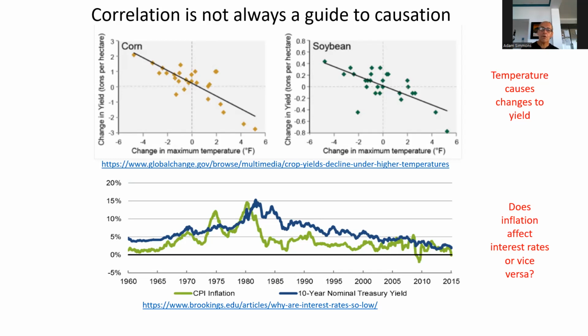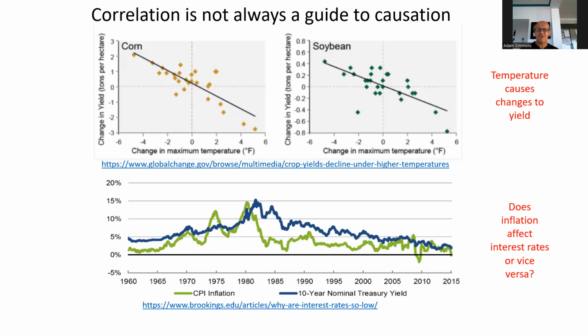So now no one is going to say that as yields increase, temperatures will decline as a result. The causation there is quite clear. It is temperature affecting yield. But look at the bottom example, which is perhaps more relevant to us in business forecasting.